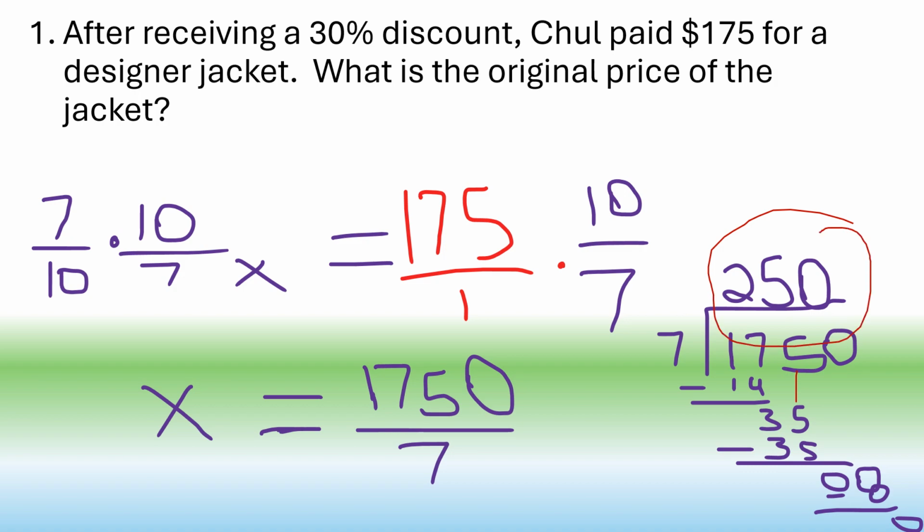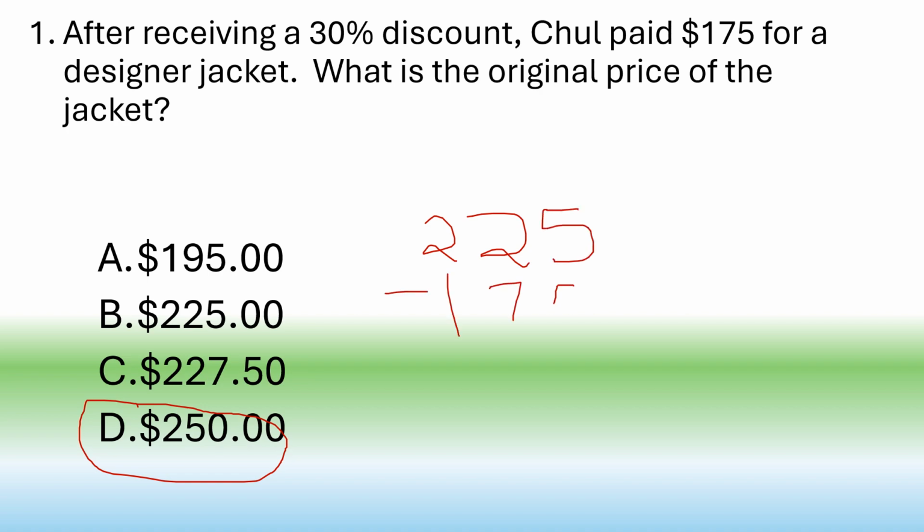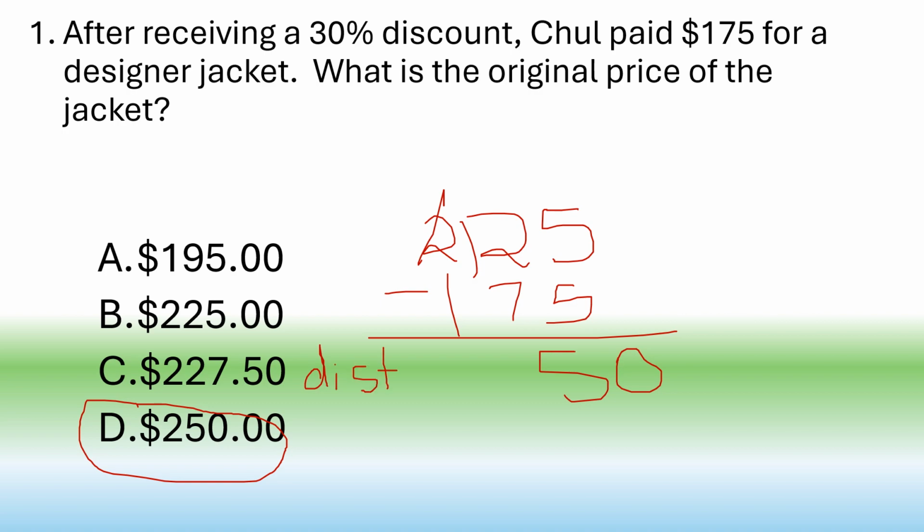Okay, let's go on to the next slide and see what your choices were. After receiving a 30% discount, Chula paid $175 for a designer jacket. What was the original price of the jacket? We already did this, but do you see how you have all these other amounts? You have 225, and 225 minus 175 is going to be $50 off, which is close enough to your answer. And as people rush, this was a distractor, the $227.50 if you took 30% off, if you did 3/10 instead of 7/10.